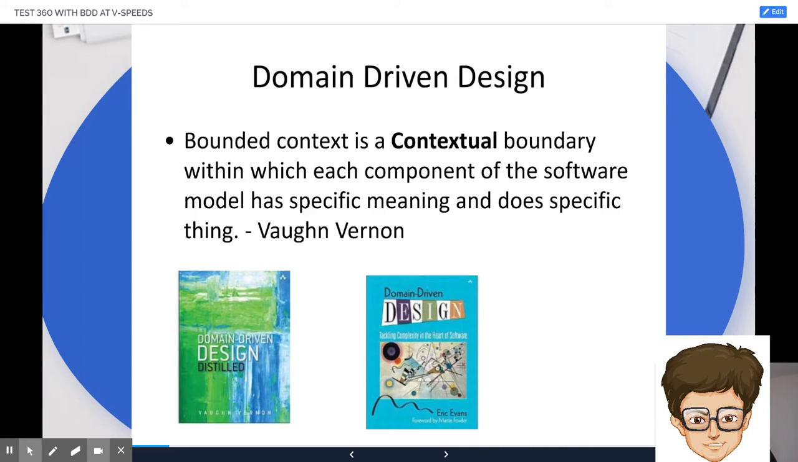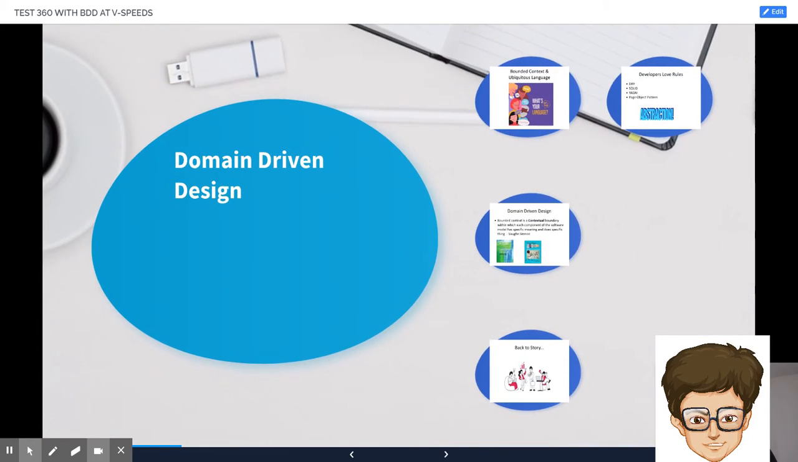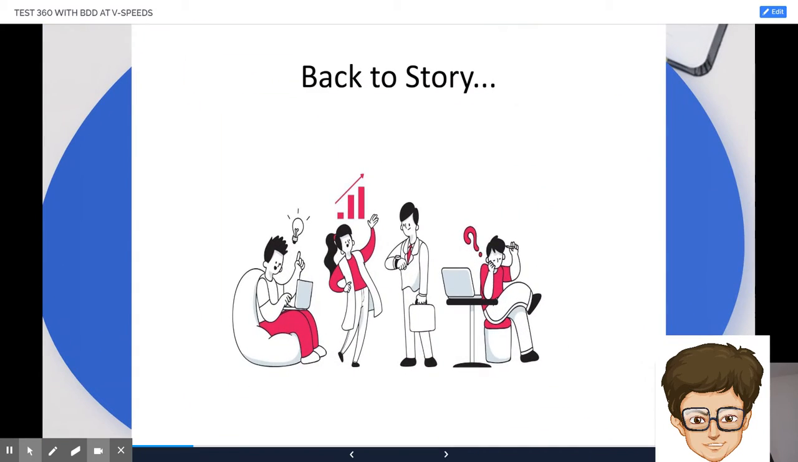And the communication between the models within that boundary is in a language known as ubiquitous language, or more commonly known as domain-specific language. So you basically use a language which is very specific to that domain whenever you are doing interactions between different software models within that fixed domain contextual boundary. So that's a high-level introduction to what a bounded context is. Now that we know that, let's get back to our story.